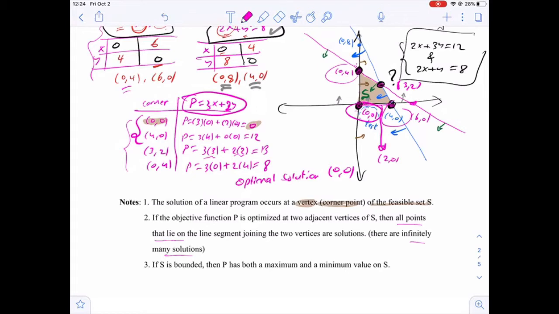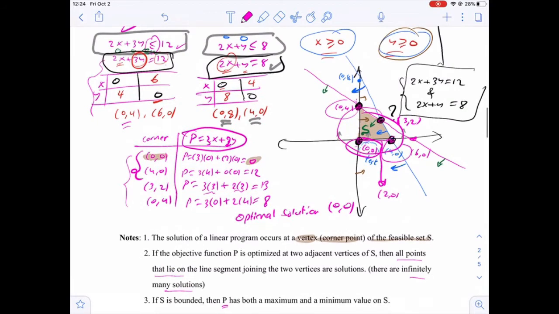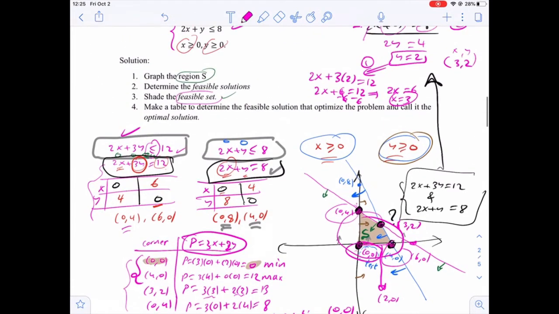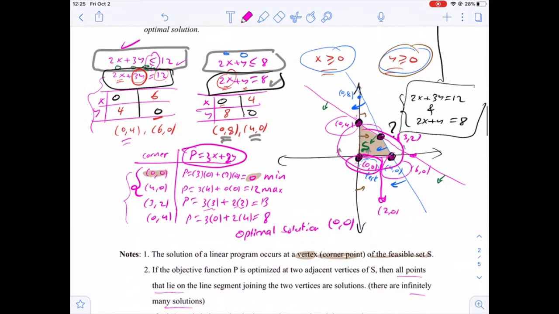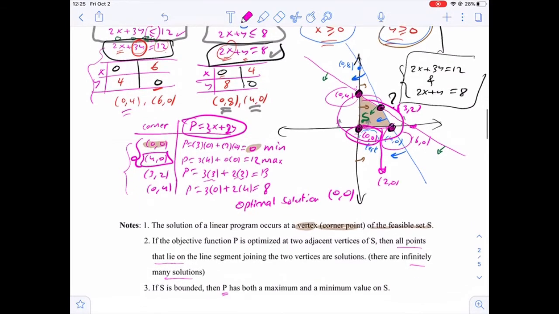Now, the last thing: if S is bounded, here S is bounded from above, below, from the right, and from the left. This region here is bounded. Then P has both a maximum and a minimum. As we can see by just looking at the table, this is the minimum, and what is the maximum? The maximum is 12. So if the problem asks us to maximize P, then we choose the point 4, 0, because 4, 0 gives P equals 12, which is the maximum value of the function P.